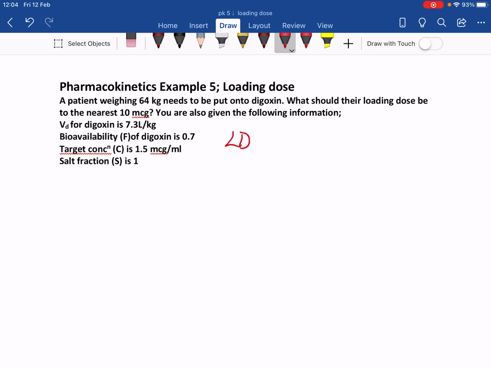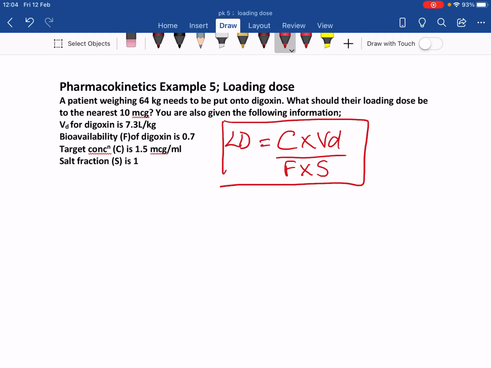Loading dose is equal to the target concentration times the volume of distribution divided by the bioavailability times the salt fraction. So that's our equation.